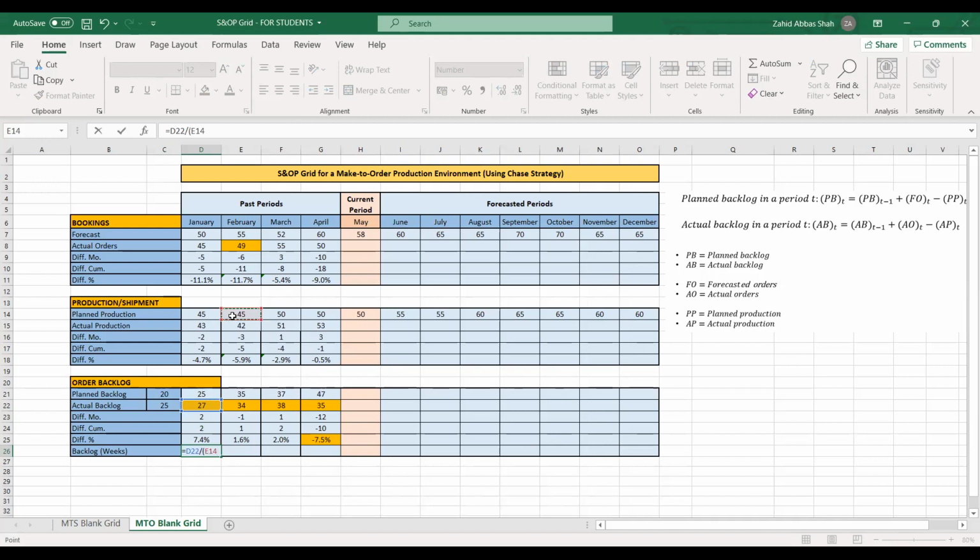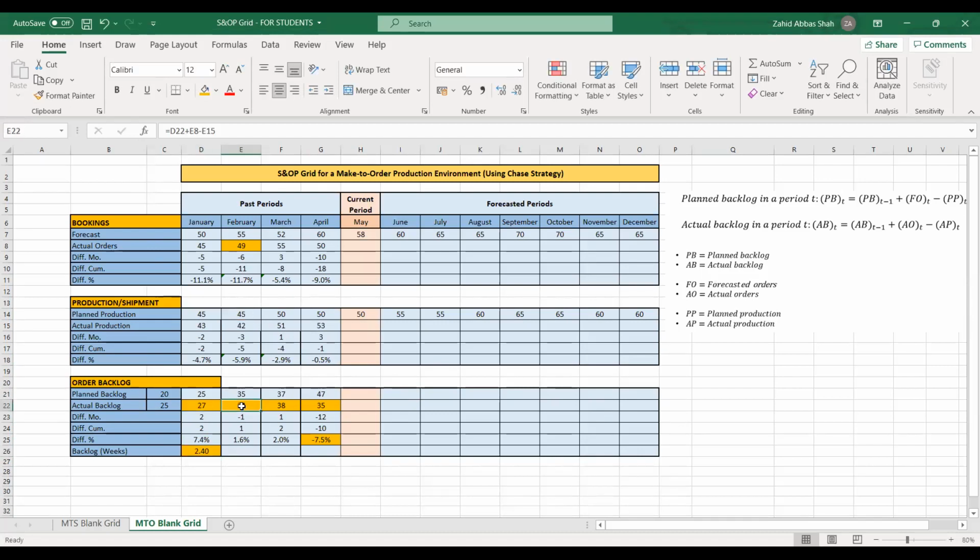That is 45 divided by 4 if you are going to convert this backlog in terms of number of weeks, or you will divide by the number of days in the month if you want to have this backlog in terms of number of days. So in terms of number of weeks, it is equal to 2.4 weeks. So this backlog of 27 is worth the planned production of 2.4 weeks for February. So you have to work 2.4 weeks extra apart from this planned production of 45 in order to meet this backlog. So that is the basic idea.